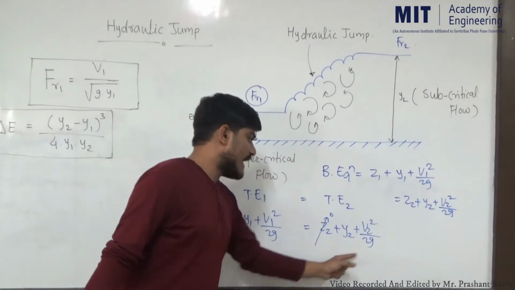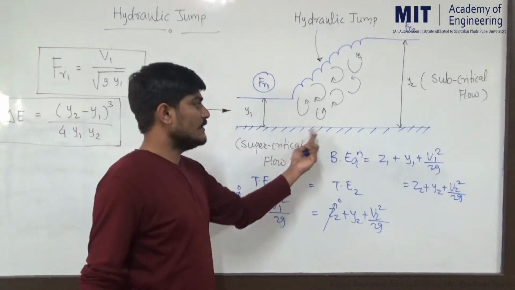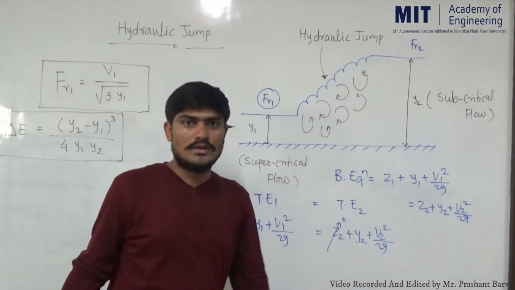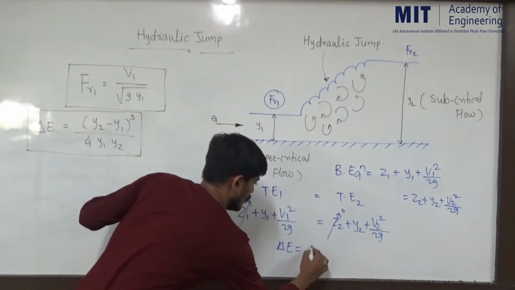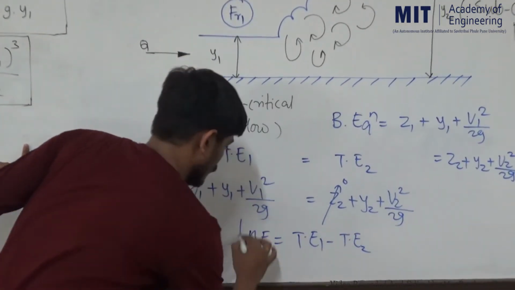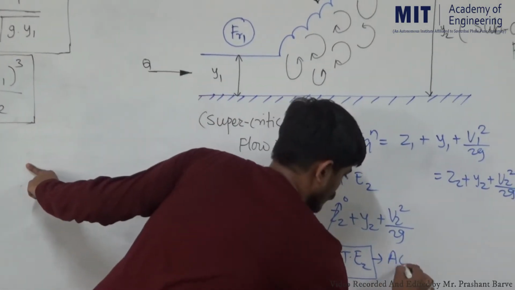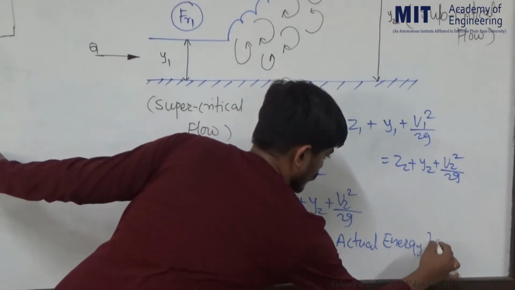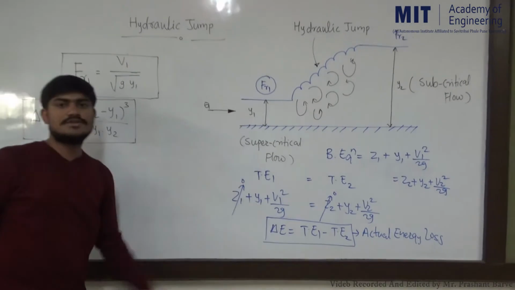So once I have the values of Y1, V1, Y2, V2, I can determine the actual head loss taking place between sections 1 and 2. This is nothing but delta E. Delta E, I can write as the total energy at section 1 minus the total energy at section 2. So this is nothing but the actual energy loss. This is one way to determine the energy loss through the hydraulic jump.